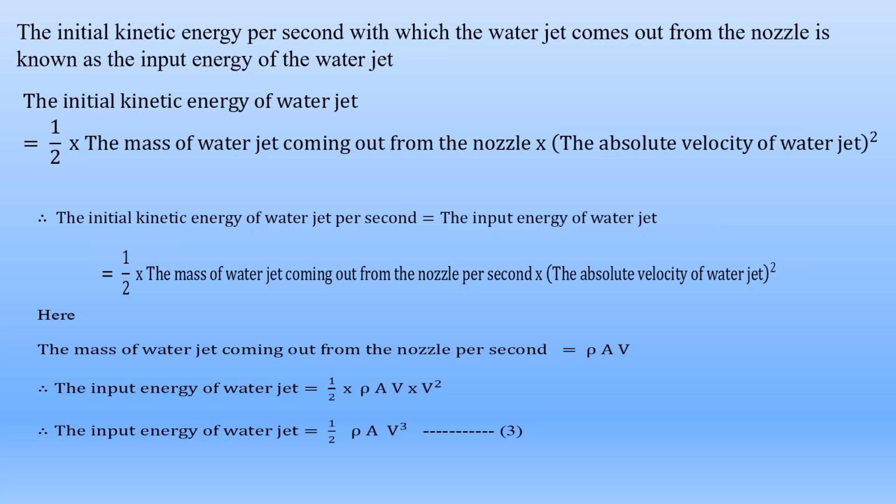Rho is the density of water, a the cross-sectional area of the water jet, V the absolute velocity of the water jet, and u the absolute velocity of the moving plate. Now, in the moving plate, we have an important definition: the efficiency of the water jet.